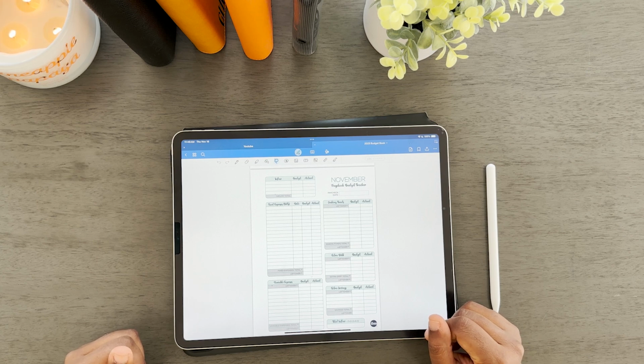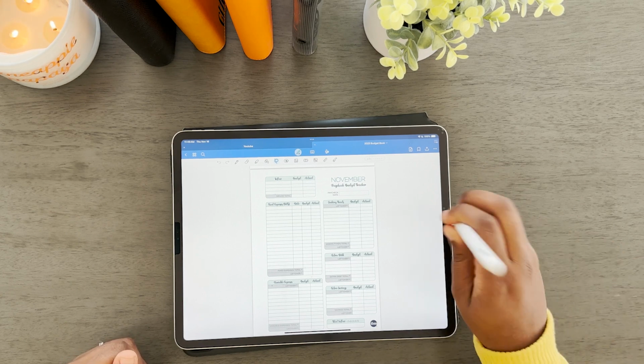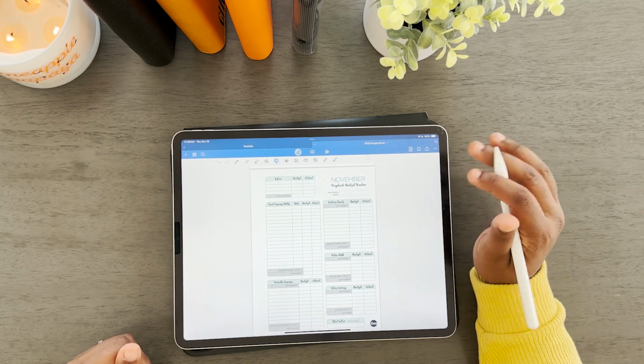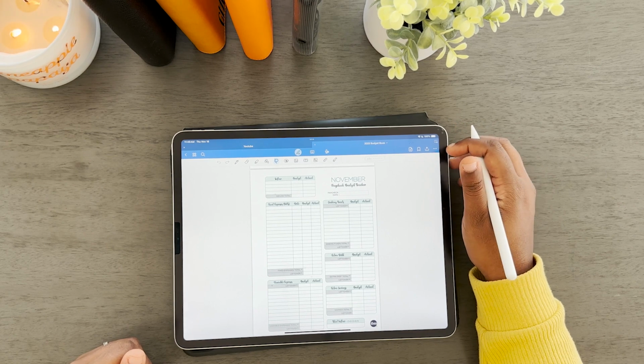So today is Thursday and it's time to do my budget with me. I get paid tomorrow, so it's time to figure out what we're going to be doing with my paycheck. No need for a long introduction, let's just go ahead and get started.